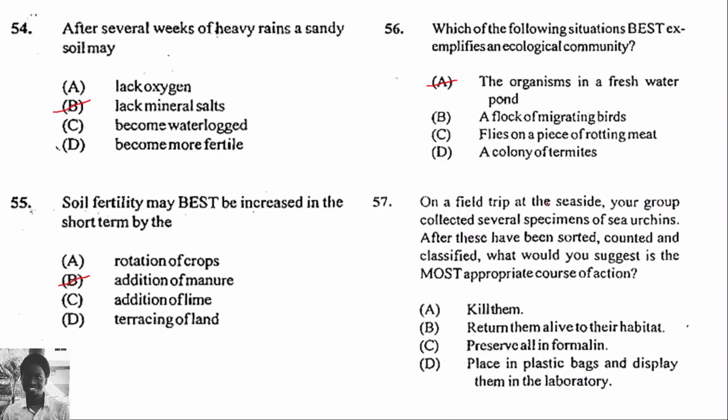On a field trip at the seaside, your group collected several specimens of sea urchins. After these have been sorted, counted, and classified, what would you suggest is the most appropriate course of action? A. Kill them. B. Return them alive to their habitat. C. Preserve all in formalin. D. Place in plastic bags and display them in the laboratory. Okay, so good ecological practice means that after you have studied an organism, you should return it alive to its original habitat. So the most appropriate course of action would be to return them alive to their habitat. That is B.